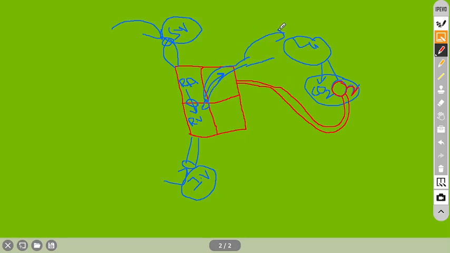Deoxygenated blood carried from the heart to the lungs is through the pulmonary artery, and oxygenated blood from the alveoli of the lungs is carried by the pulmonary vein. Then the pulmonary vein carries the blood into the left atrium. This is called the left atrium.